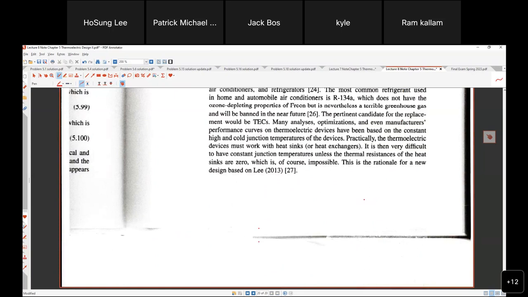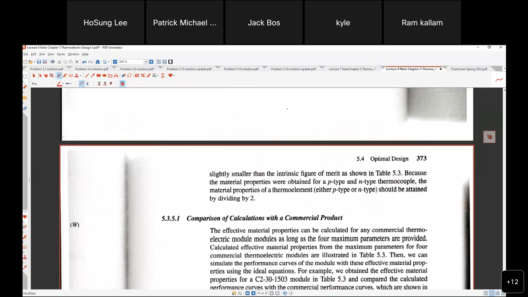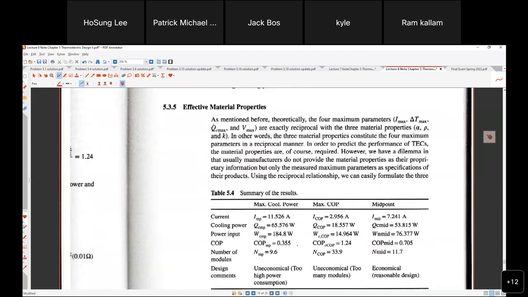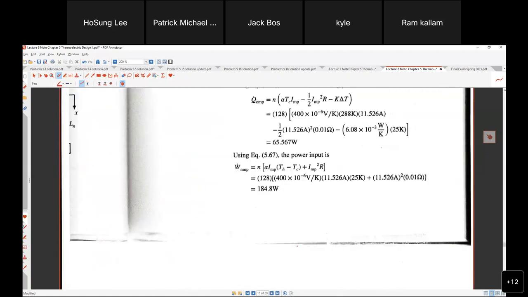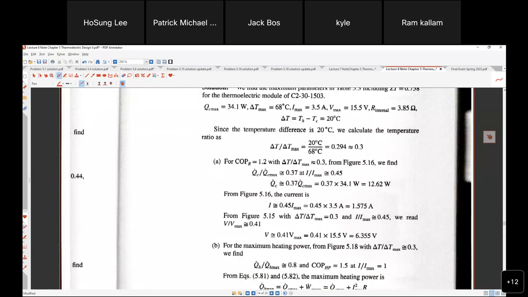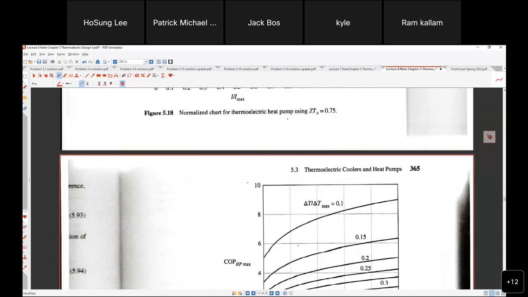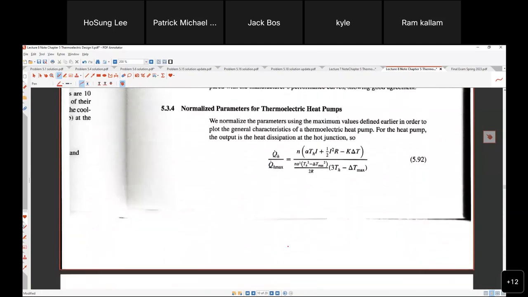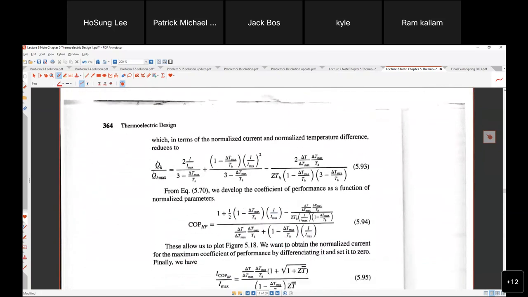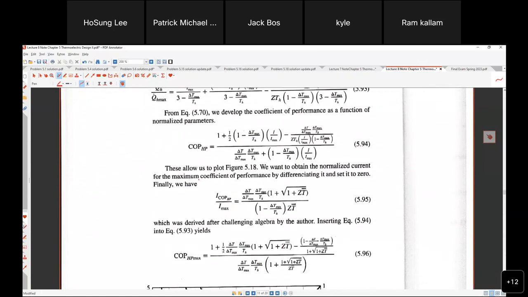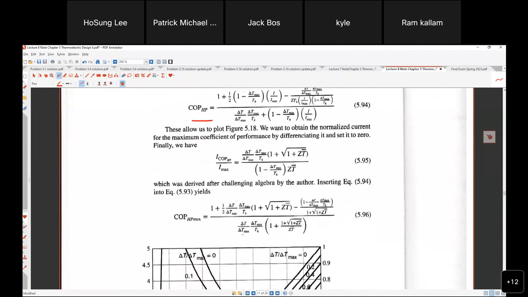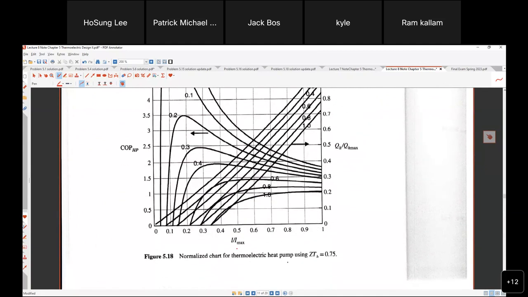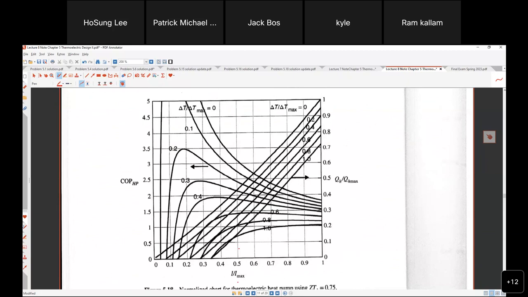Anyhow, we have a good agreement. Okay, the same. I think we have a good agreement between them. Now, normalized, the same business, COP, HP, and then I plot the heat pump. This is the heat pump.